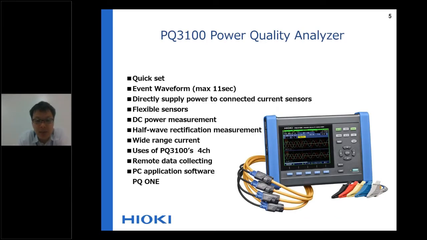This is our power quality analyzer, the PQ3100. As you can see, you can measure four channels of current and four channels of voltage. This is a flexible sensor for clamp measurement, and if you want to measure DC power, you can do that too. This analyzer can record very long waveforms, maximum 11 sec. We also have a very good application software, PQ1, a free software for this product. If you want remote control, remote connection, and remote data transfer, you can do that using HTTP and FTP technology.